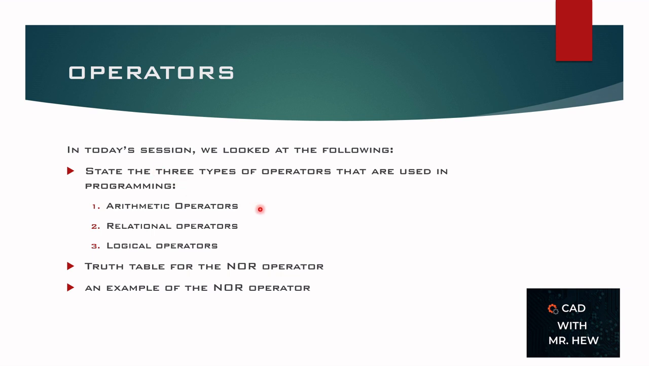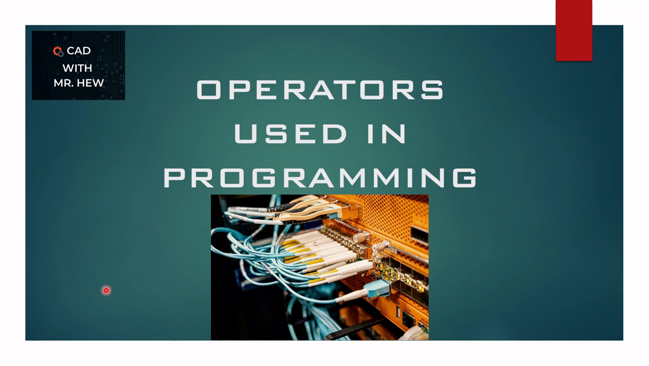So in today's session, we looked at the 3 types of operators that are used in programming, and these are the arithmetic operators, relational operators, logical operators. We looked at the truth table for the NOR operator, and we looked at an example for the NOR operator. So in today's video, we looked at the operators that are used in programming. In the next video, we'll be looking at the truth tables that are used in programming.